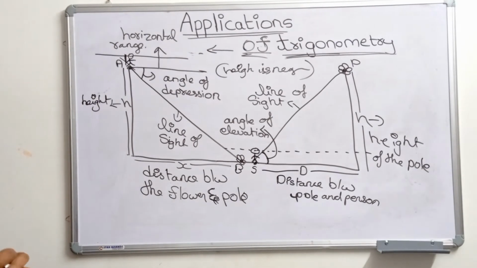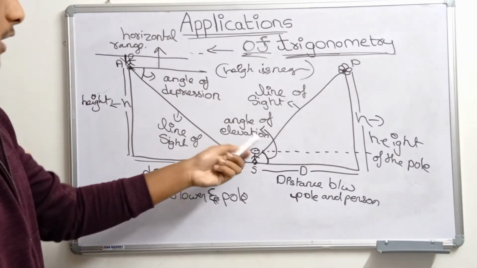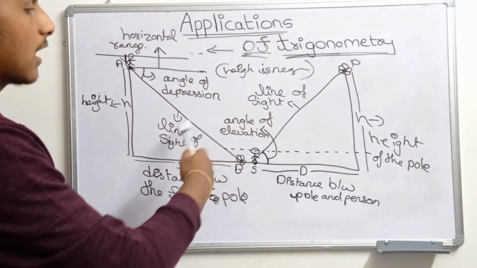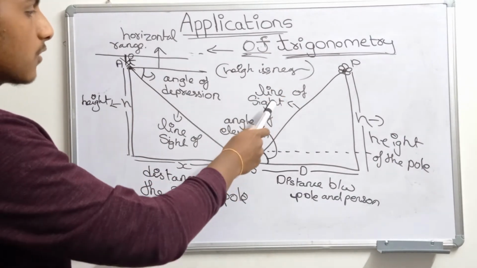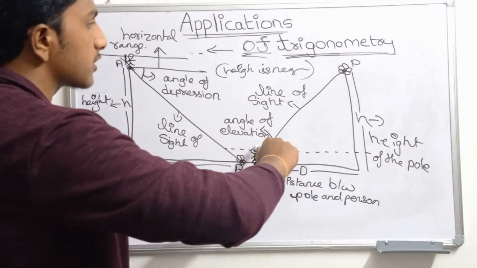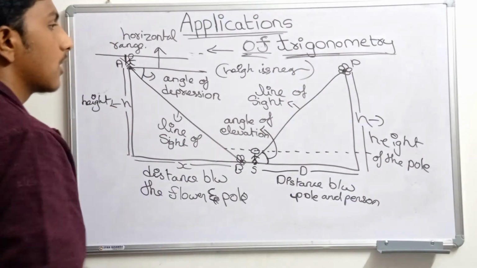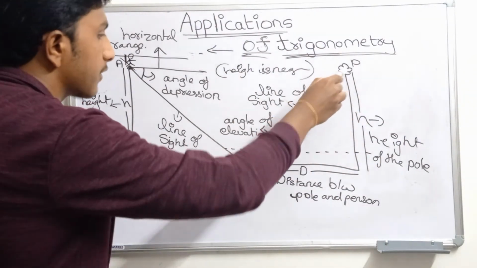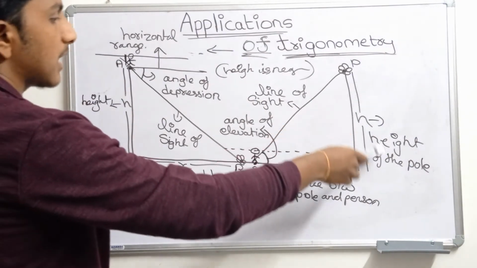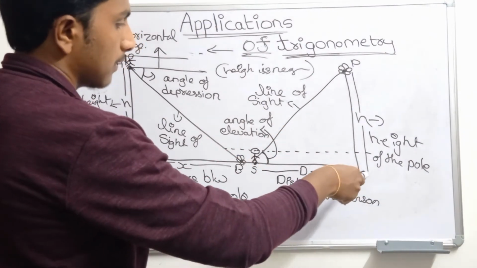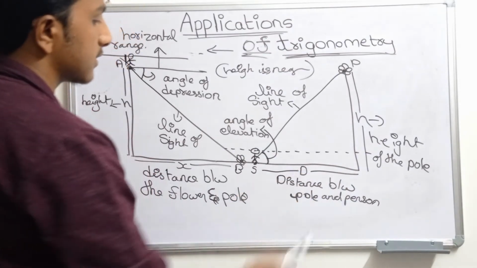Once again, I am repeating in short. Angle of elevation means the angle between the horizontal range of the person and line of sight. Line of sight means the view of the person which is watching towards the object. Now here flower is taken as the object, and this is the person. This is the view of the person, and h is the height of the pole, and the distance between the pole and the person is considered as d.